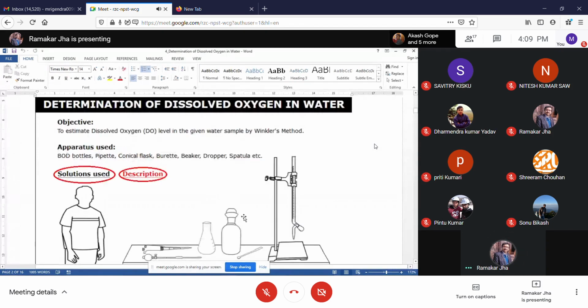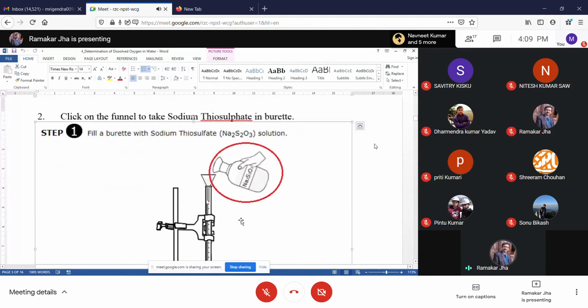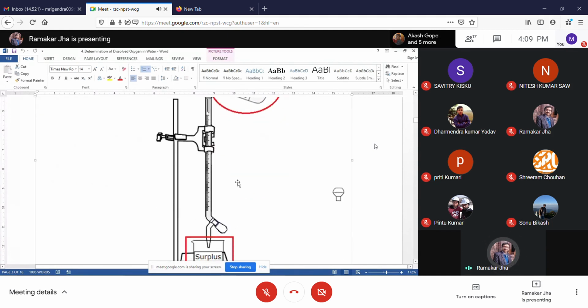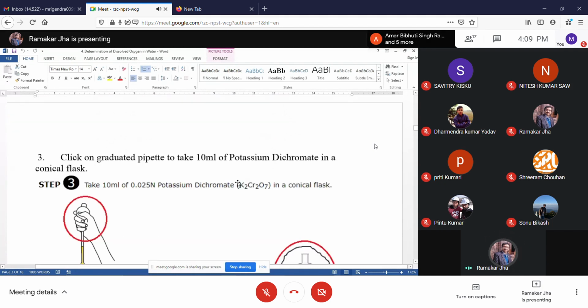Now you got it, what we really need. We need a BOD bottle, pipette, conical flask, burette, beaker, dropper, and spatula. All these things you can see very well. Now what we will do is fill the burette with sodium thiosulfate. This is filled and marked over here. We are filling it. Now surplus water is taken out.